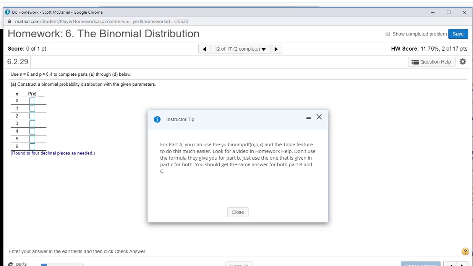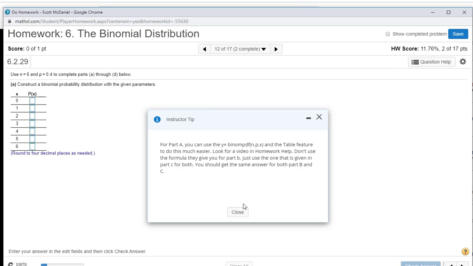For this one, it says use n equals 6, p equals 0.4 to complete parts A through D below. So we have a nice table here, discrete distribution, and my instructor tip for part A, you can use the y equals binomPDF(n, p, x) and the table feature. To do this much easier, look for a video in the homework help, which is what you're doing right now.